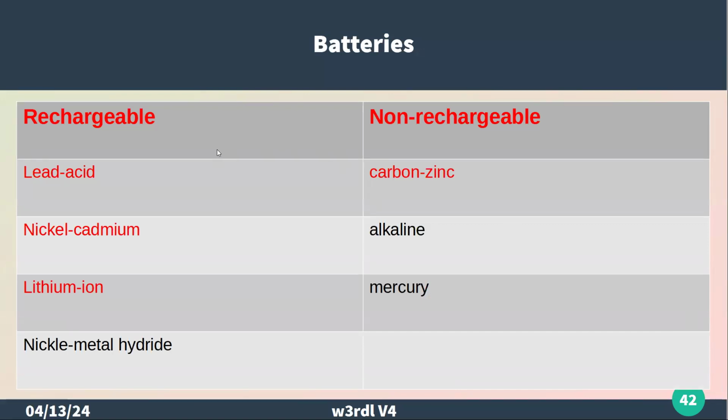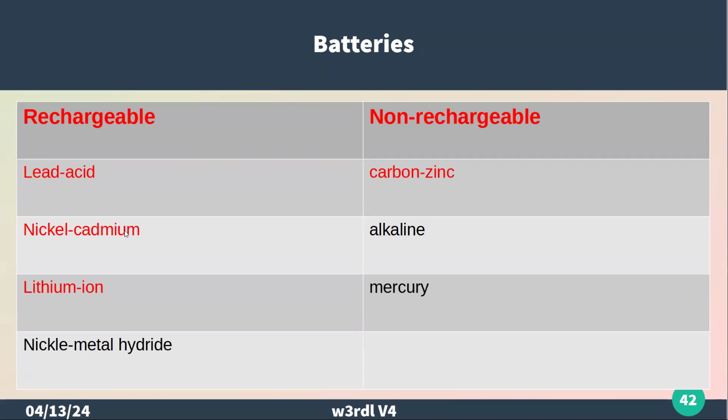And this little chart shows typical rechargeable batteries. The older ones, like your car battery, are what we call lead acid. It's lead plates with sulfuric acid as the electrolyte. Then nickel cadmium, which came about quite a while ago. You don't see much nickel cadmium today.